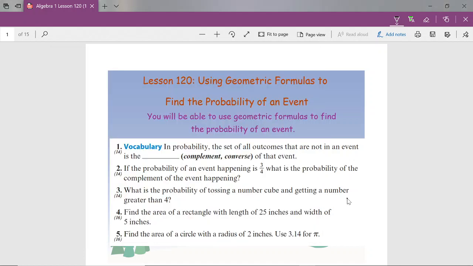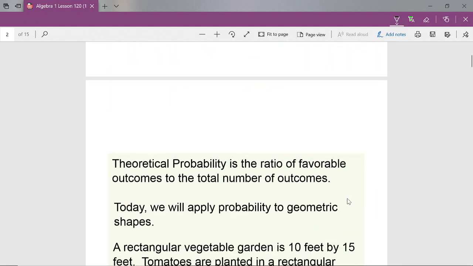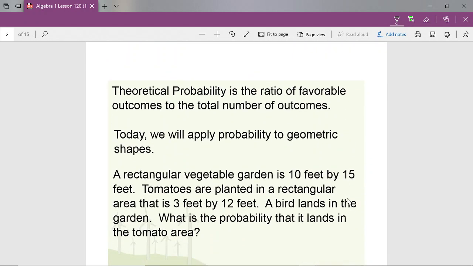Algebra 1, Lesson 120. We are looking at probability of an event, but in this case, using a little bit of geometry in order to find that probability. So, for this, theoretical probability, remember, is just the ratio of favorable outcomes to the total number of outcomes.